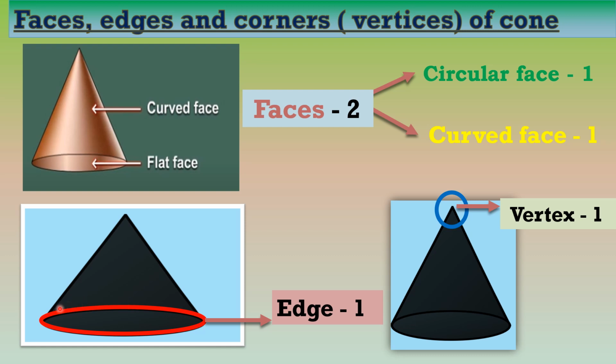Now let us count edge. Cone has one edge which is circular in shape. Now let us count vertex. Cone has one vertex. Hence, cone has two faces, one curved face and one flat circular face. It has one edge which is circular in shape and one vertex.